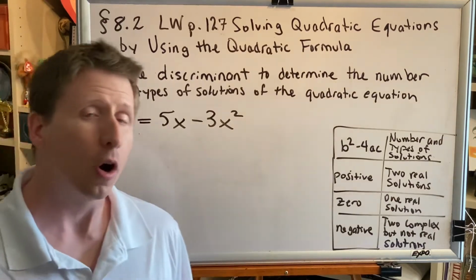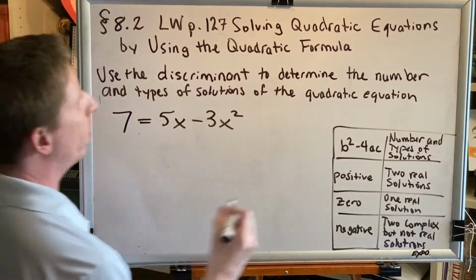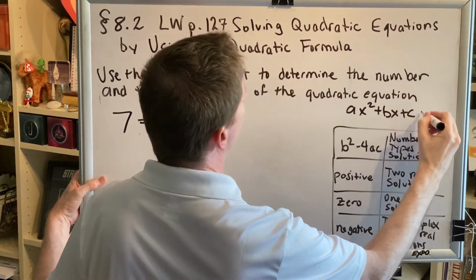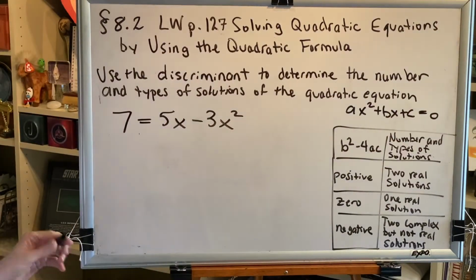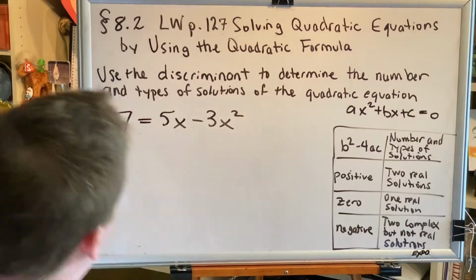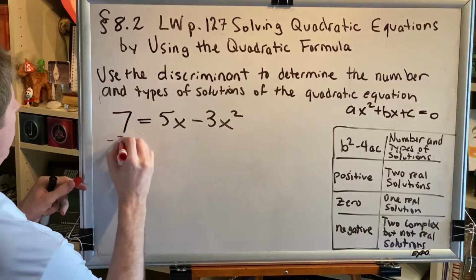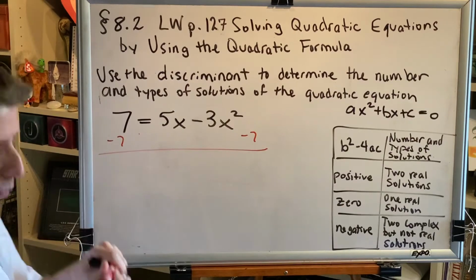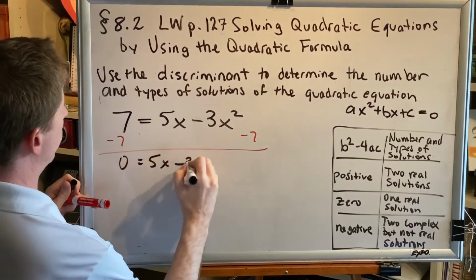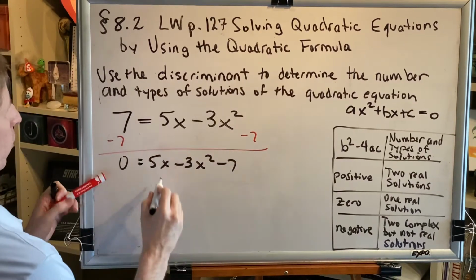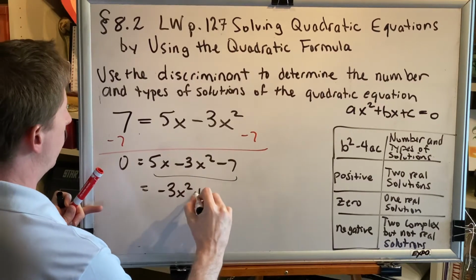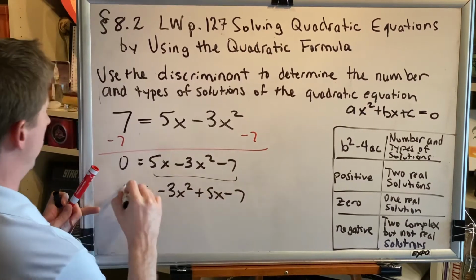rearrange the equation as though we were going to solve it, which means we want it in the form ax squared plus bx plus c equals 0. So there's only one term that's preventing us from having it equal 0, and that would be this 7. So if we subtract 7 on both sides of the equation, we're going to get 0 equals 5x minus 3x squared minus 7. Putting these in descending order would be negative 3x squared plus 5x minus 7.